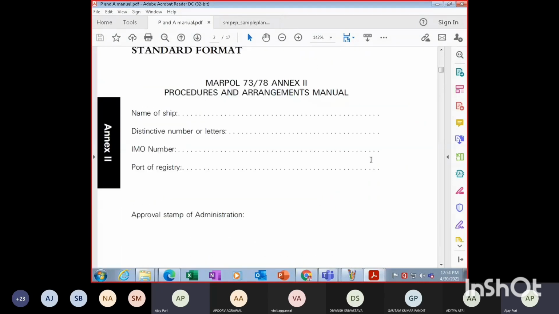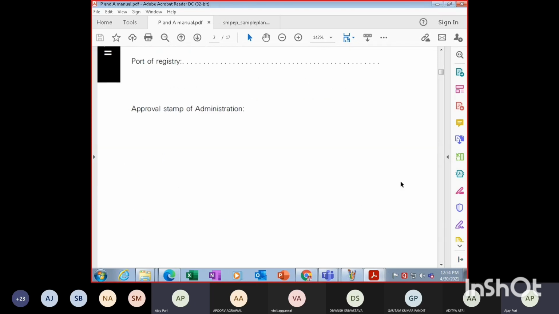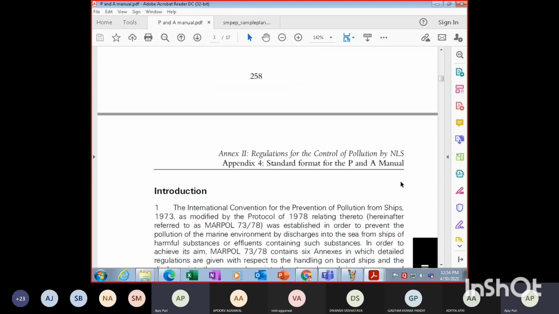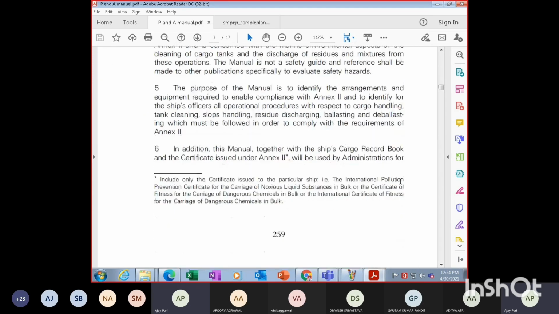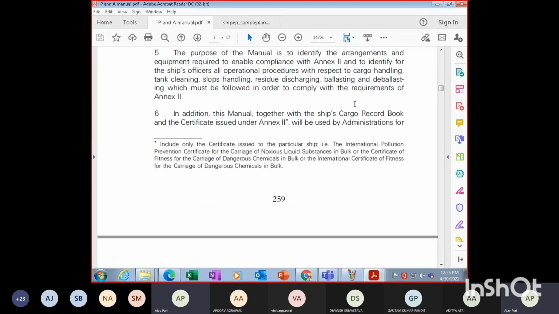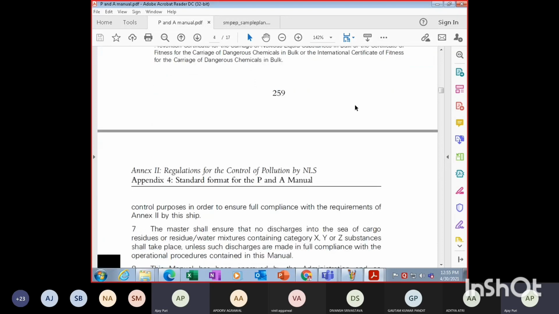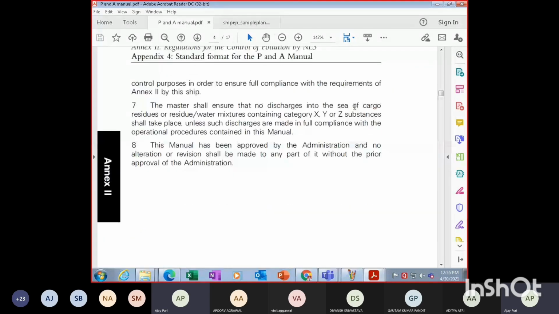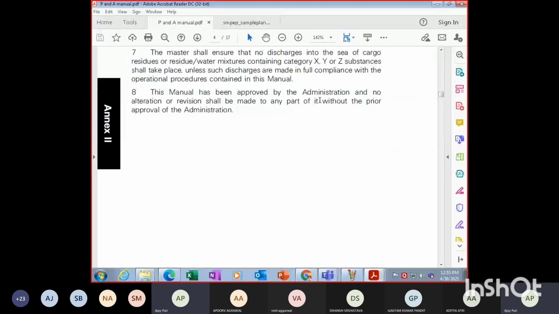So this is your PNA manual. It will have this format: name of ship, IMO number, port of registry, stamp of your administration. It will identify the arrangement and equipment required for compliance of Annex 2. This manual has to be approved by the administration, and you cannot make an alteration without approval of your flag state.